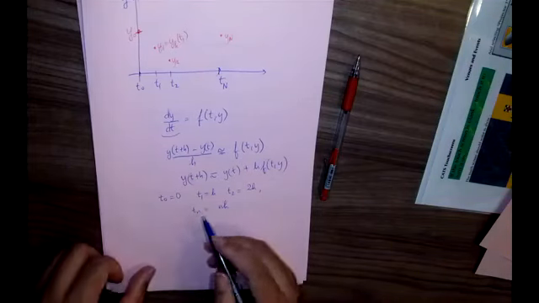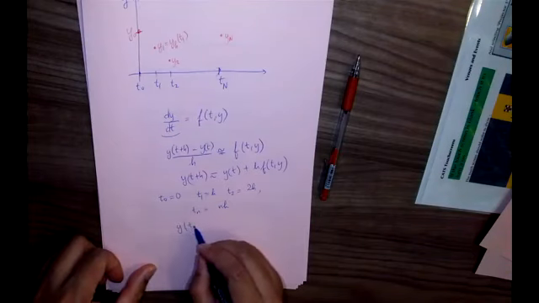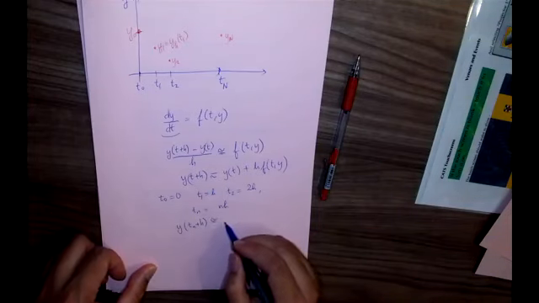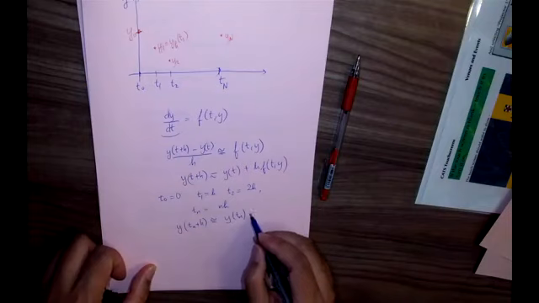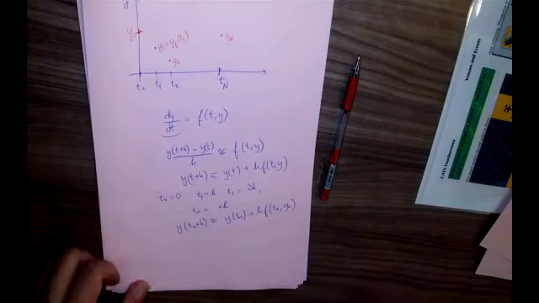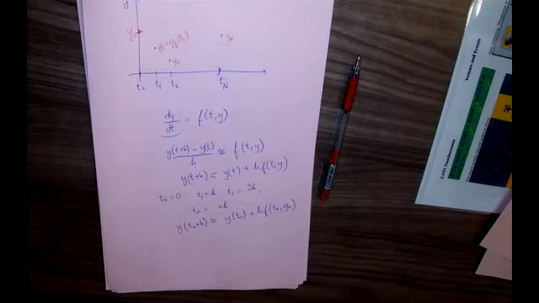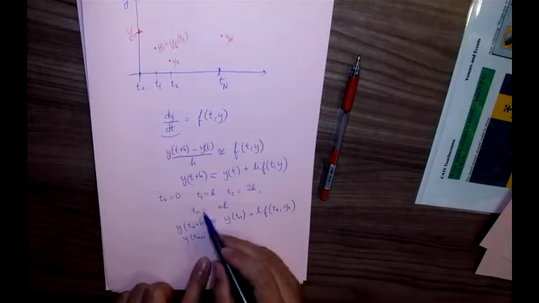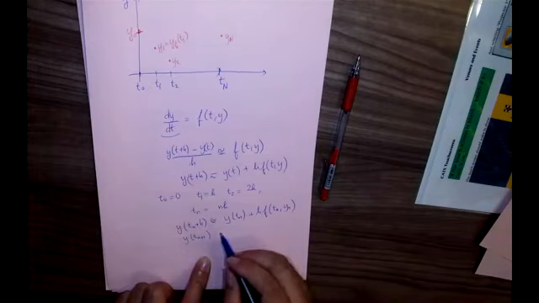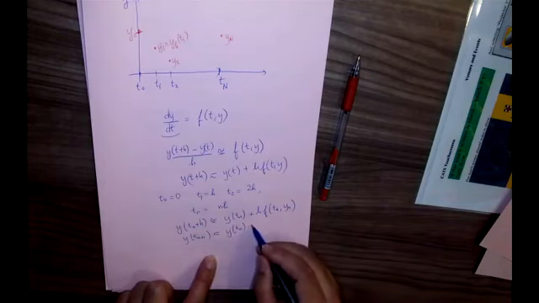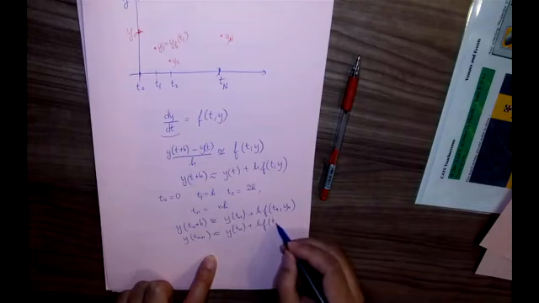Then y(tn plus h) can be written as y(tn) plus h f(tn, yn), yeah? And tn plus h is nothing but t(n+1), because remember tn is nh, so tn plus h is (n+1)h, which is t(n+1). So y(t(n+1)) is approximately y(tn) plus h f(tn, yn).